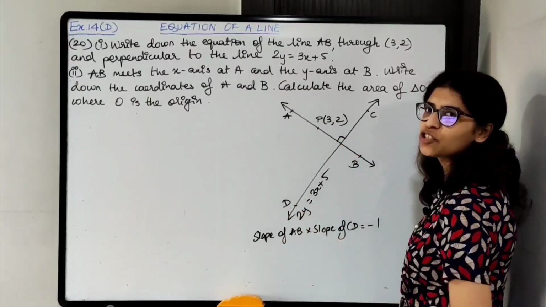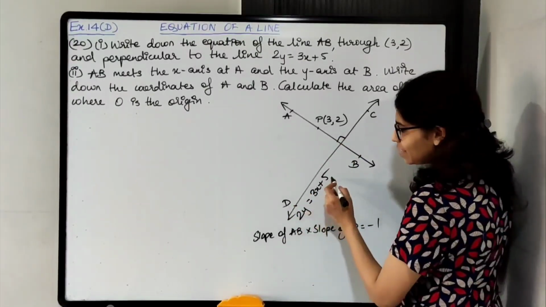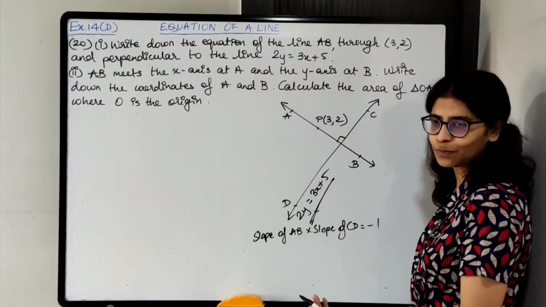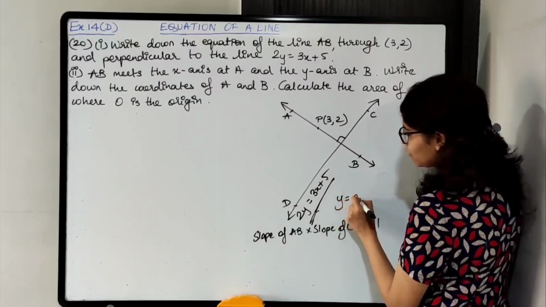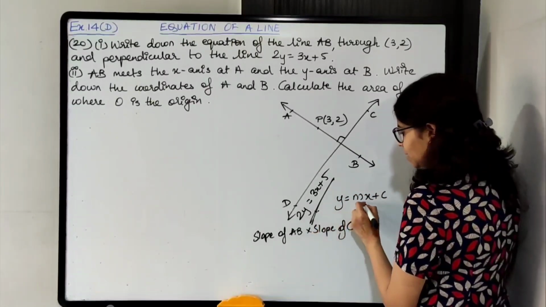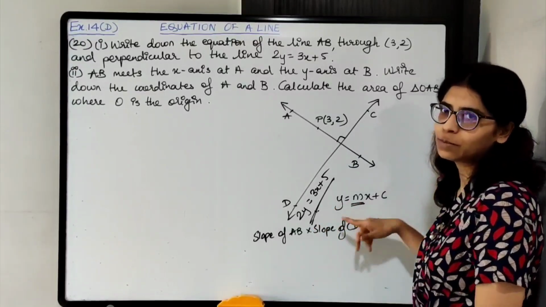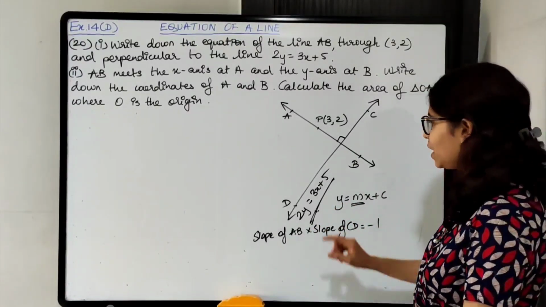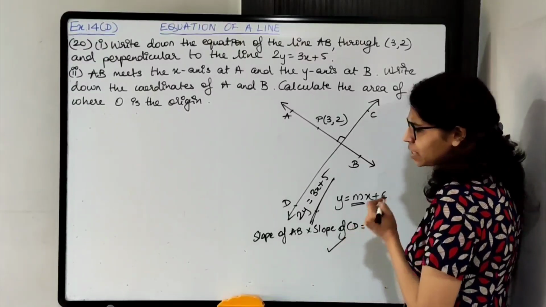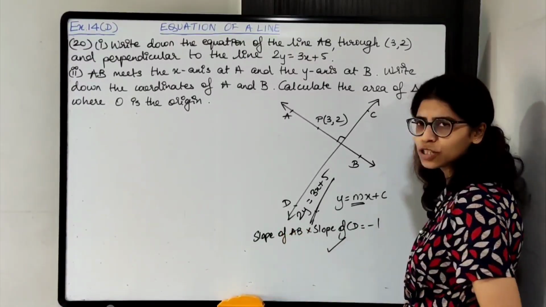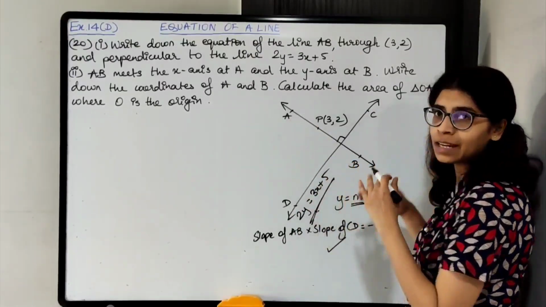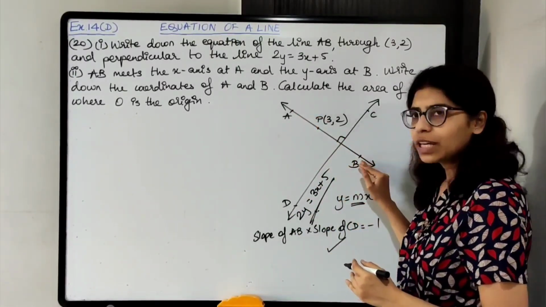I will easily get the slope of CD because the equation is known, so I just have to bring the equation in standard form. Standard form of equation is y equals mx plus c. The coefficient of x will be the slope of the line. So I'll easily get the slope of CD from the equation. Once I get the slope of CD, I will easily get the slope of AB.